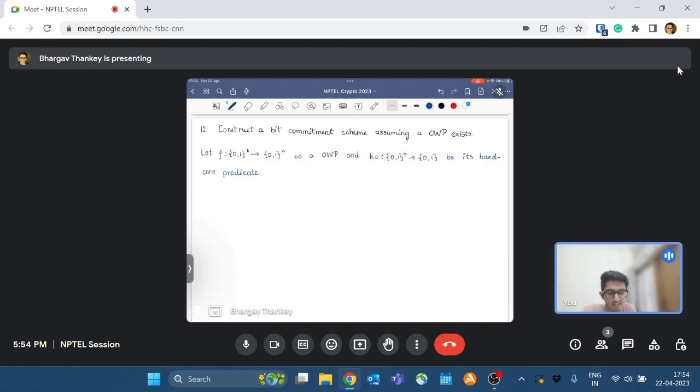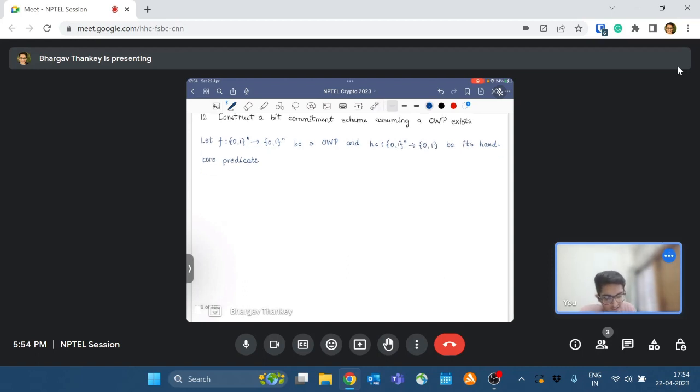So a hardcore predicate is something that's difficult to compute given f of x, but easy to compute given x, right? That was the definition of hardcore predicate. So here's the commitment scheme. You have a sender and you have a receiver. Sender wants to commit.